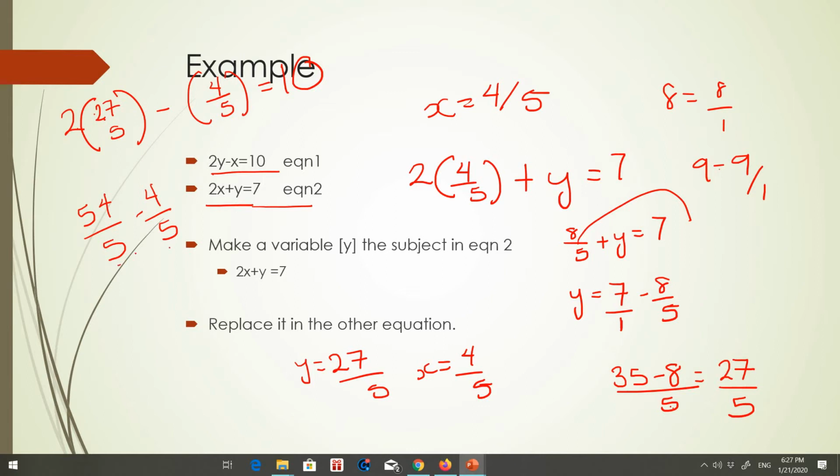They both have the same denominator, so that's 5. We can bring the two together and say 54 minus 4 over 5. And then 54 minus 4 is 50. 50 divided by 5 is 10. So it means our values are correct. So x is actually 4 over 5, and y is 27 over 5.